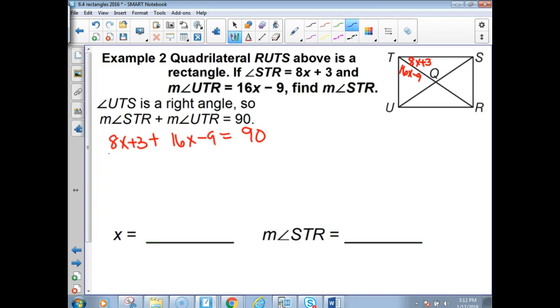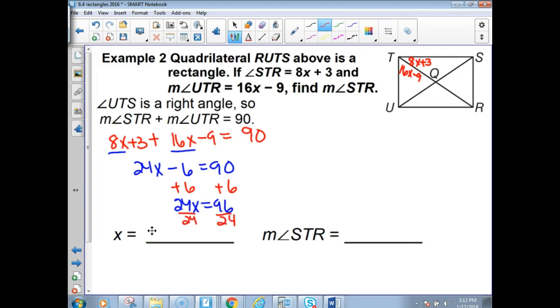All right, let's combine our like terms. 8x and 16x, 24x. 3 minus 9 is minus 6, and that equals 90. Next step, add 6. We've been doing this algebra stuff all year. 24 times x is 96. Will you please divide 96 by 24? Okay.